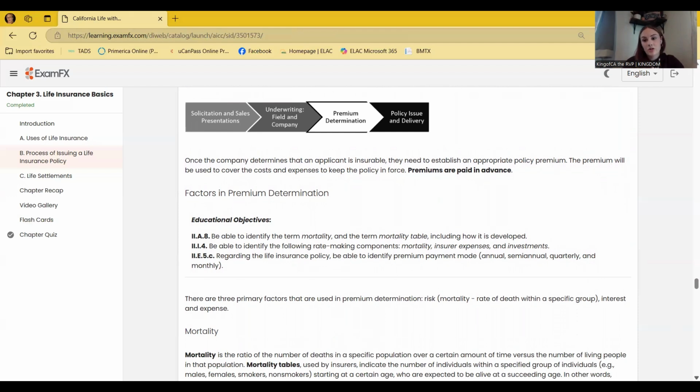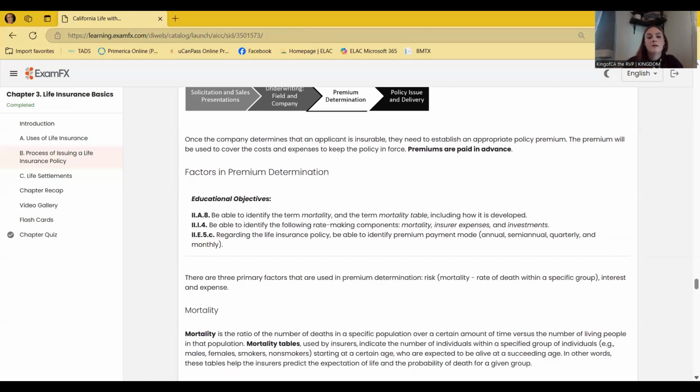Now, for premium determination, I'm just going to pick out little things that we need to know about them because this is a lot of information that doesn't necessarily have too much to do with our test. We just need to know certain things, almost like keywords, right? Or terms to know.